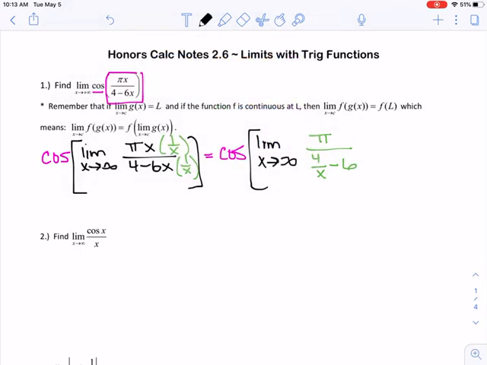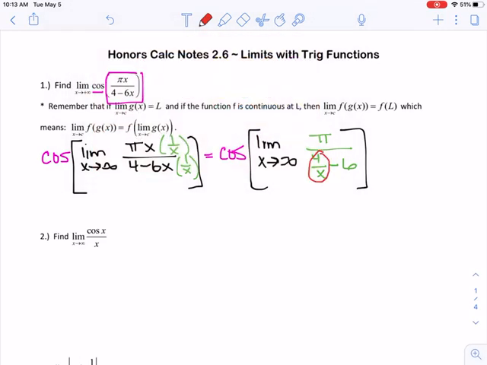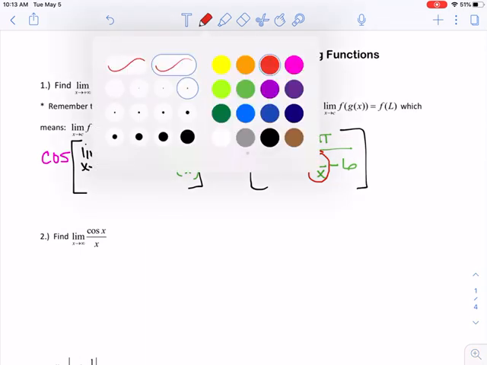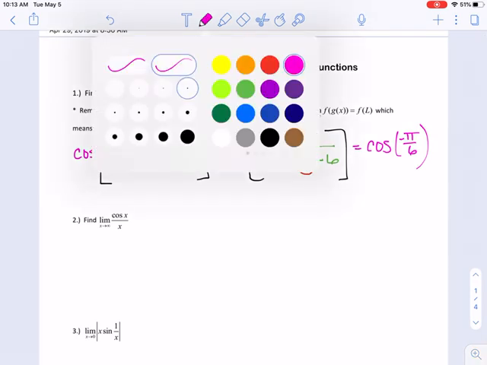Well, as x approaches infinity, we know that any constant over x is going to approach 0. So that's going to leave me with the limit as x approaches infinity being equal to pi over negative 6, or a negative pi over 6. So I'm really finding the cosine of a negative pi over 6. Negative pi over 6 is the same thing as 11 pi over 6. My cosine is my x-coordinate. I'm going to go forward the further amount, and that would be radical 3 over 2.